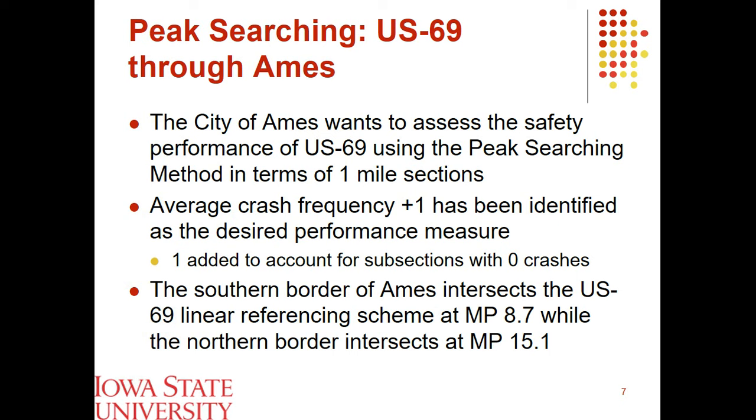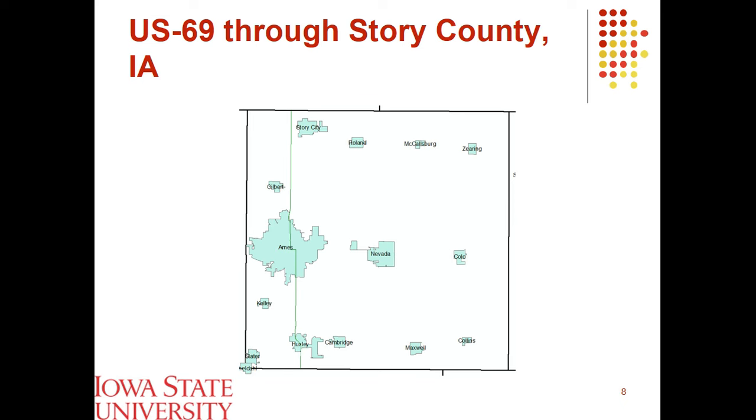Just for a little reference, the southern border of the city of Ames intersects US 69 at mile point 8.7, while the northern border intersects at mile point 15.1. US 69 runs north and south throughout the entire duration of Story County, Iowa. And we can see here in the middle of US 69 we have the city of Ames, so we are going to focus our analysis on this.